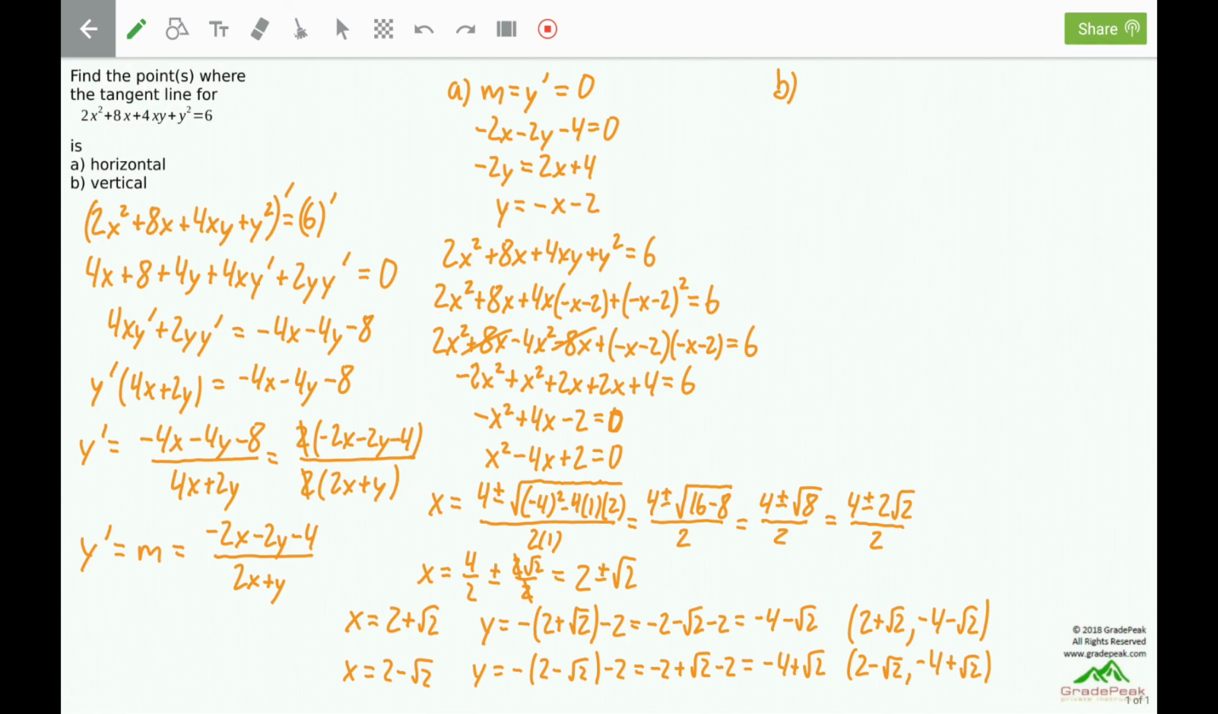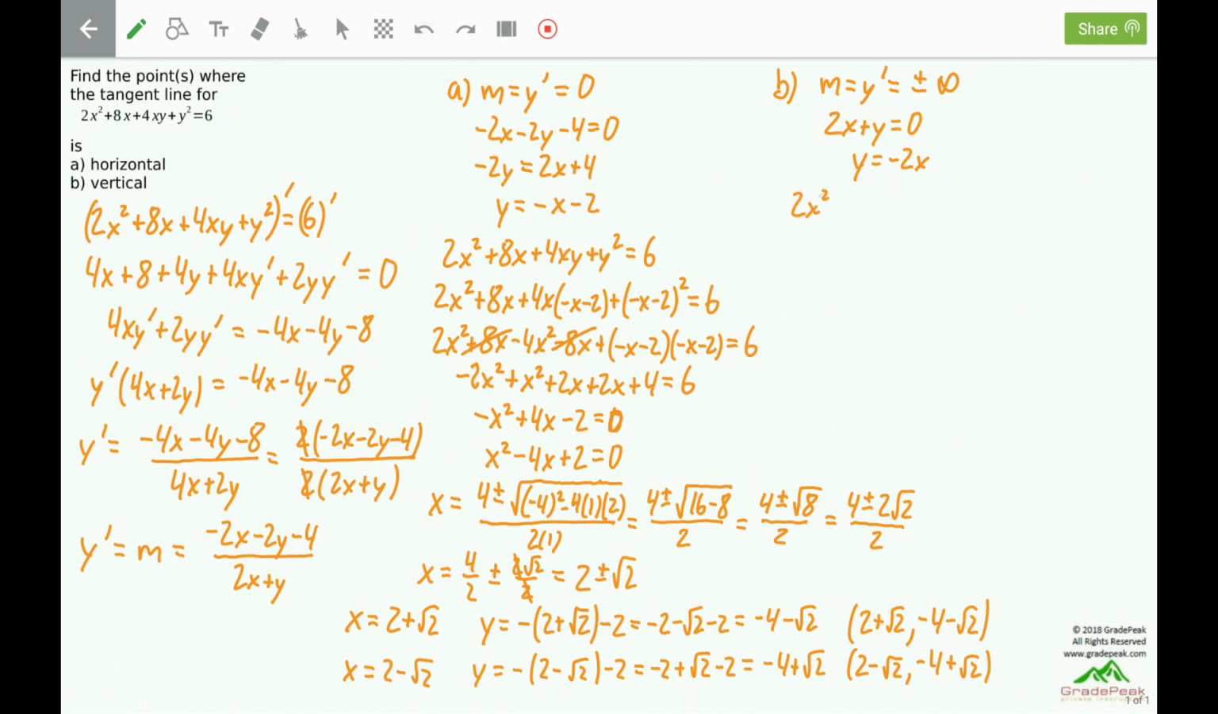For vertical, we want the slope of the tangent line, which is the derivative, to be positive or negative infinity. This occurs down here for the expression for the derivative when the denominator equals 0. So we will have 2x plus y equals 0. That means y will equal negative 2x if we subtract the 2x to the other side. And that result can be put into the original equation to solve for the points.